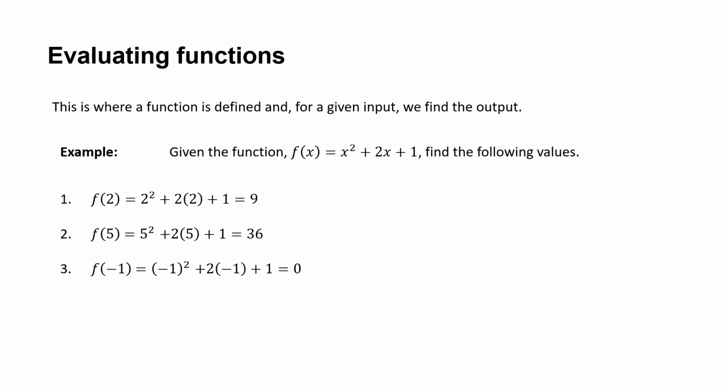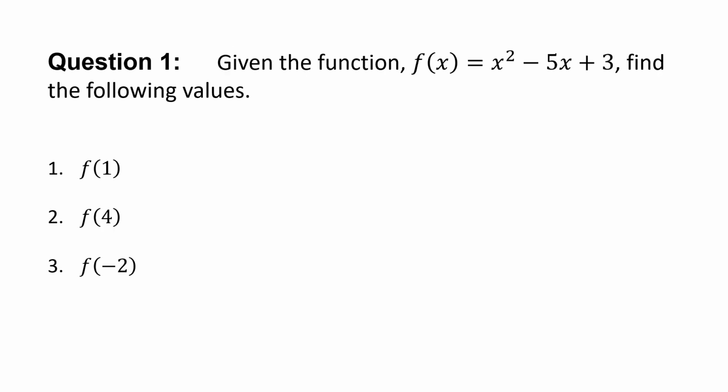We do the same if we have f of 5, so we replace every instance of x with a 5, so we get 5 squared plus 2 times 5 plus 1, which equals 36. One more for good measure, f of -1, so again we replace the x's with -1s, and this works out to be 0. So now you've seen a few examples of that, we'll jump straight into some practice questions.